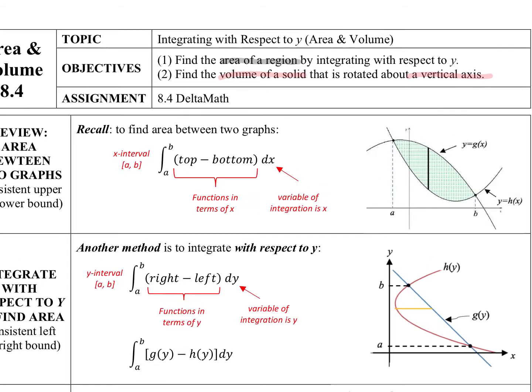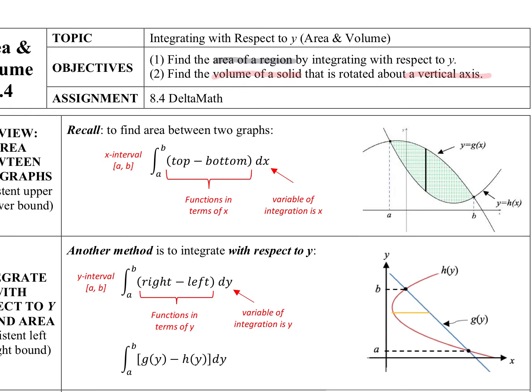So first, a quick review of what we've already learned about area. If we want to find the area between two graphs, say g of x and h of x, we look for a consistent upper and lower bound. So no matter where I draw a vertical segment within this region whose area I'm finding, the top of that segment will always be on g of x, and the bottom part of that segment will always be on h of x. So I have a consistent upper and lower bound all the way from a low x of a to a high x value of b.